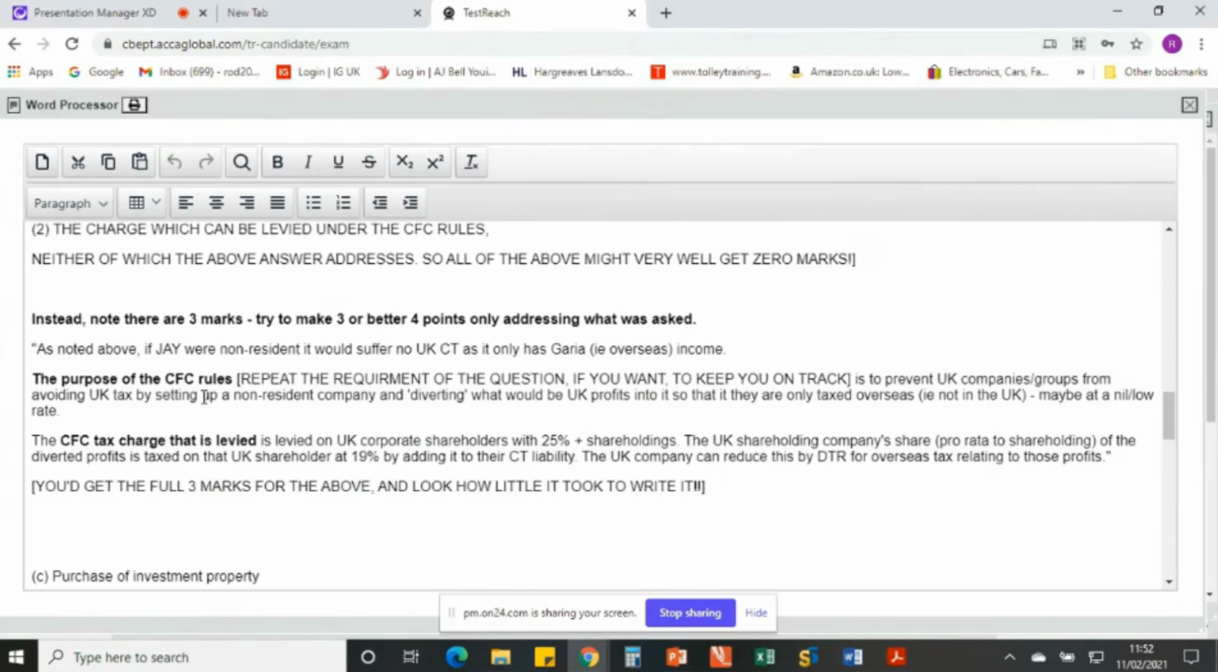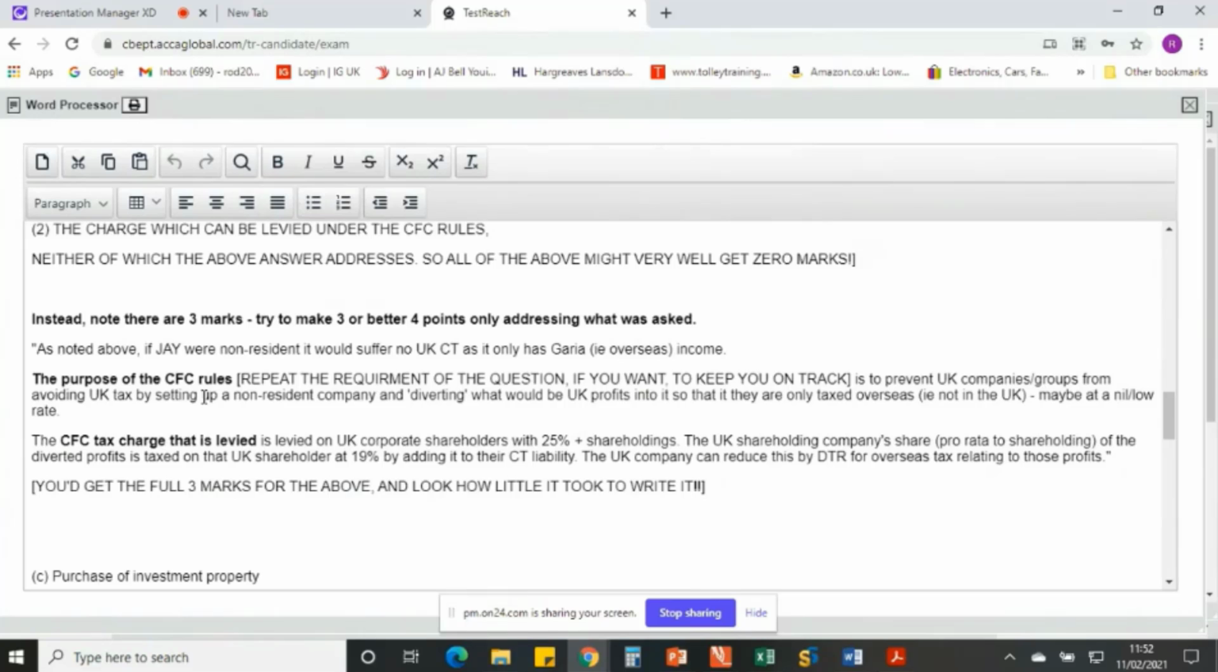Is to prevent UK companies or groups from avoiding tax by setting up a non-resident company and diverting what would be UK profits into it, so they're only taxed overseas and not taxed in the UK, maybe at a nil or low rate of charge. That's an explanation of the purpose of the CFC rules, which is what you were asked for.